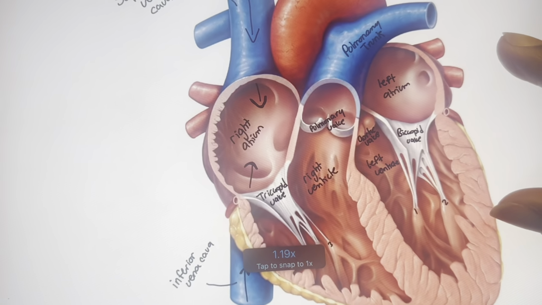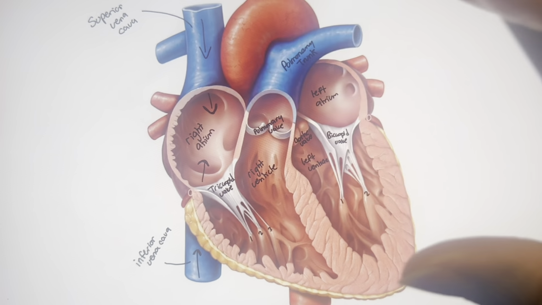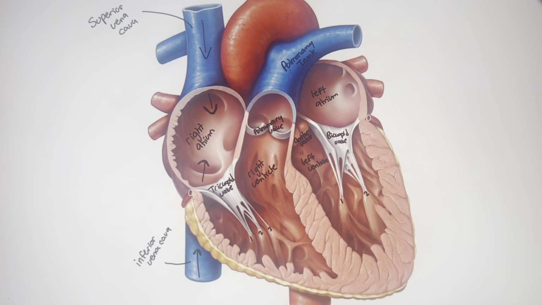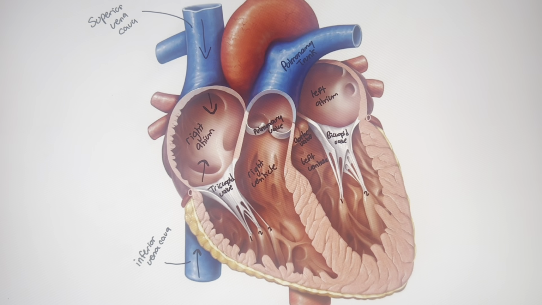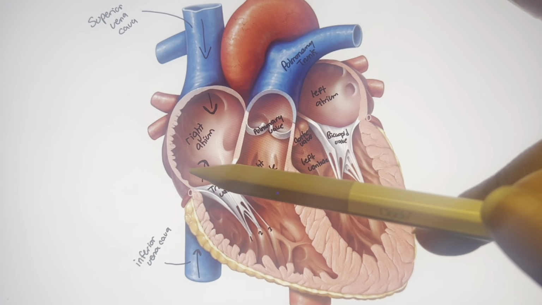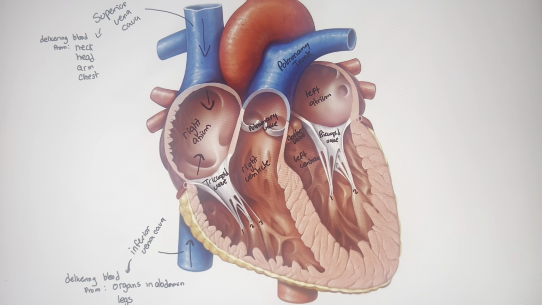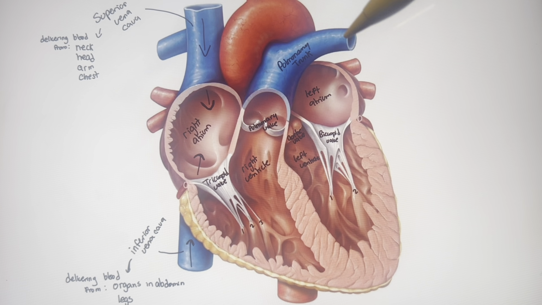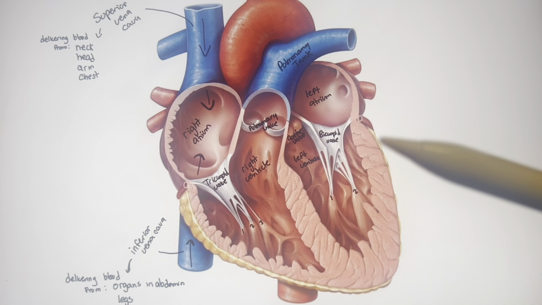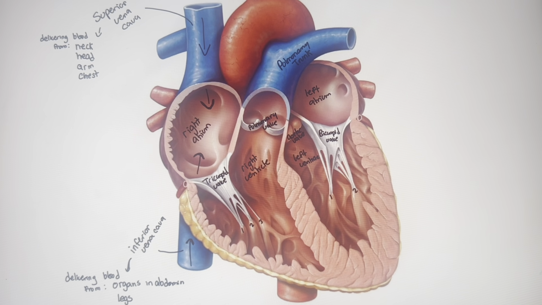So our superior vena cava and our inferior vena cava are very large veins that carry deoxygenated blood. Our blood isn't blue, guys. It's just showing the oxygenated and deoxygenated blood. So they're carrying deoxygenated blood into the heart, into the right atrium. If you're not familiar with superior and inferior, superior basically means it's going to bring blood from the top of the body: the head, the neck, the arm, the chest. Inferior means below, and that's going to bring blood from the organs of the abdomen, the legs, feet, etc.